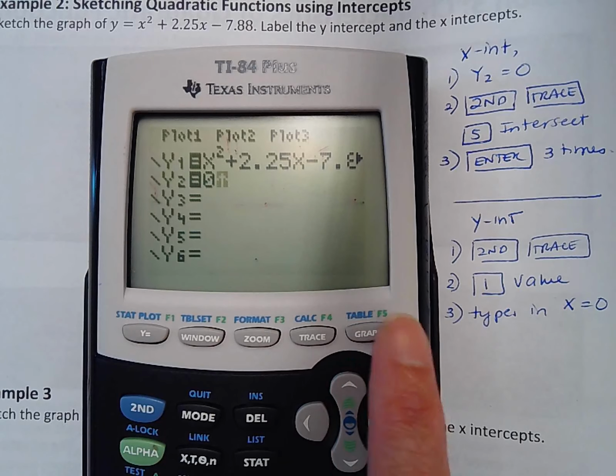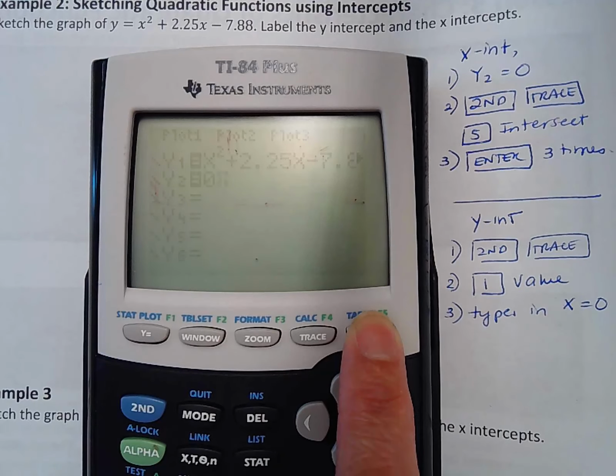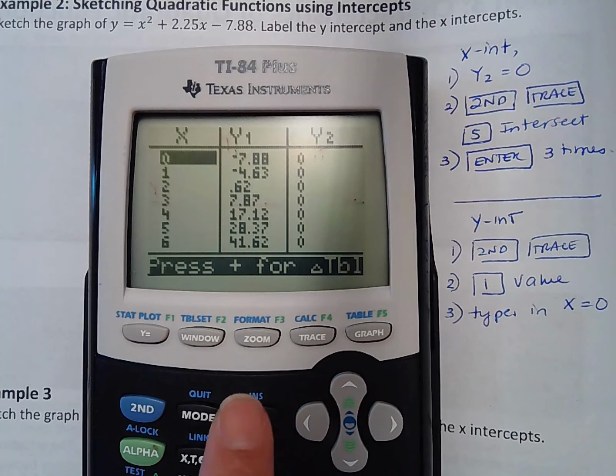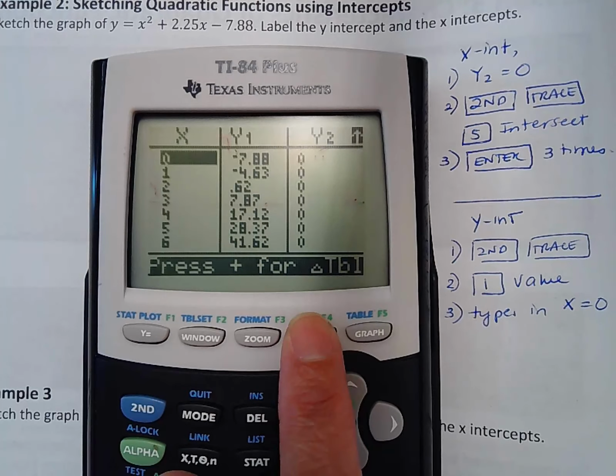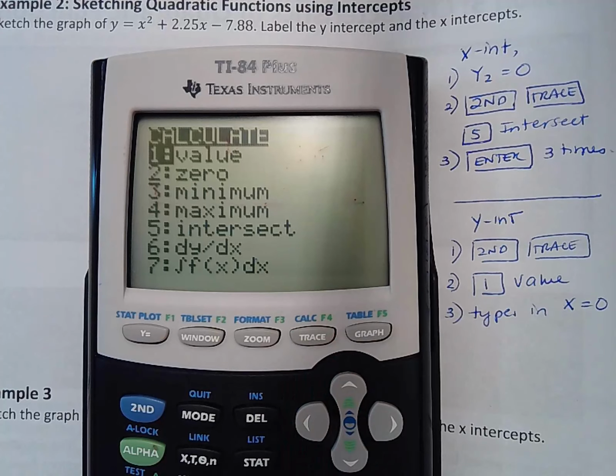Yep. Okay. See ya. Second function trace. Oh, sorry. I pressed the wrong button. Second function trace. Trace. And then I'm gonna go 5 for intersect.